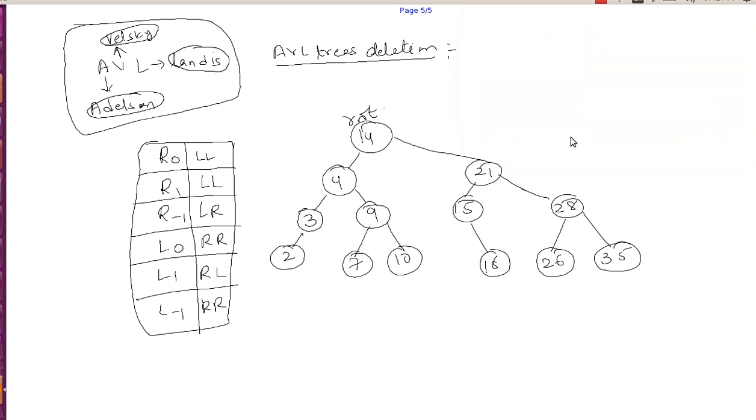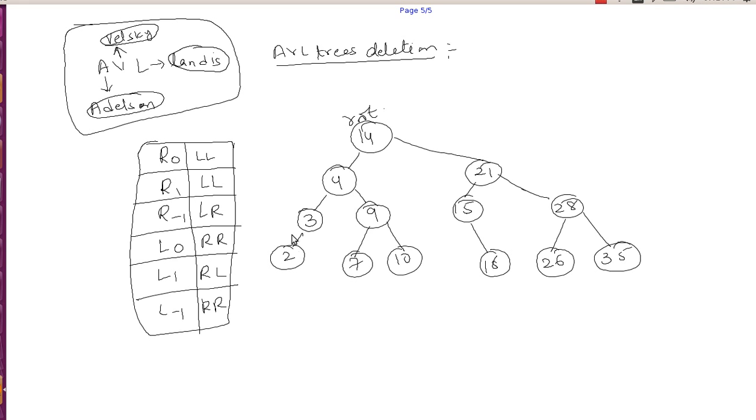Consider this tree. So today we will be talking about AVL tree deletion. Remember this table. I'll tell you the importance of this table in a while. So at present, consider this example. This is the given AVL tree.